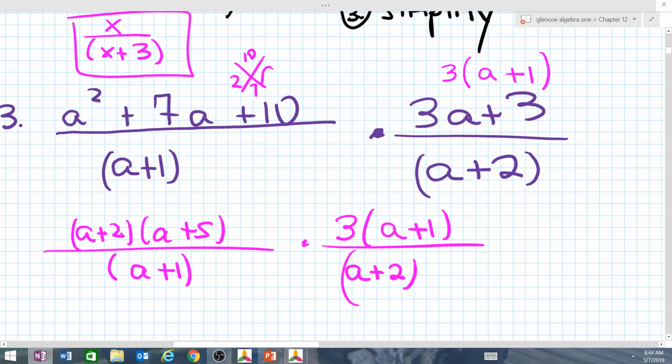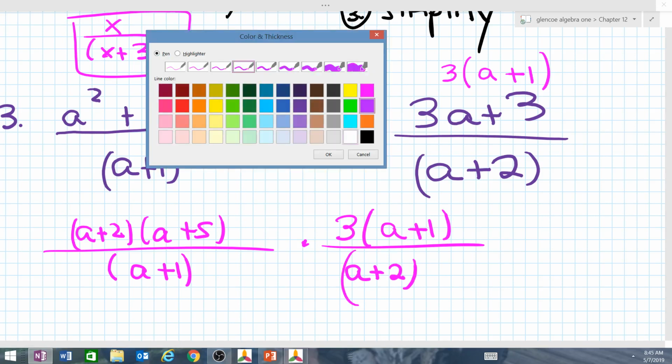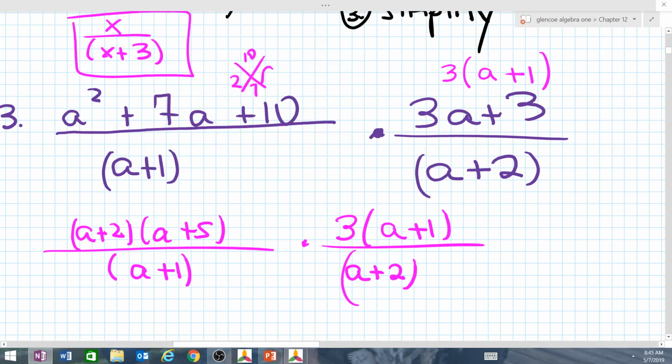And now we can just cancel away. If you can see what's going to cancel, how we're going to simplify this, please raise your hand at this time. Thank you. Can you help me? What am I going to cancel? a plus 2, and a plus 1.